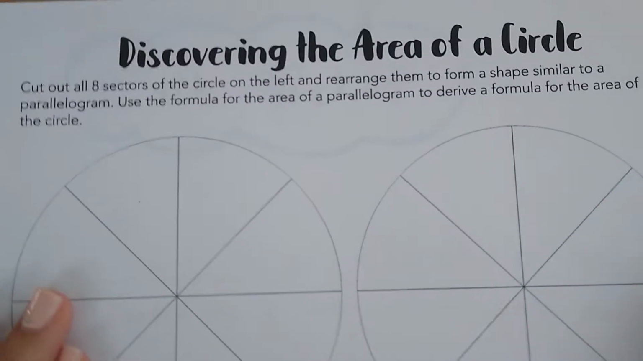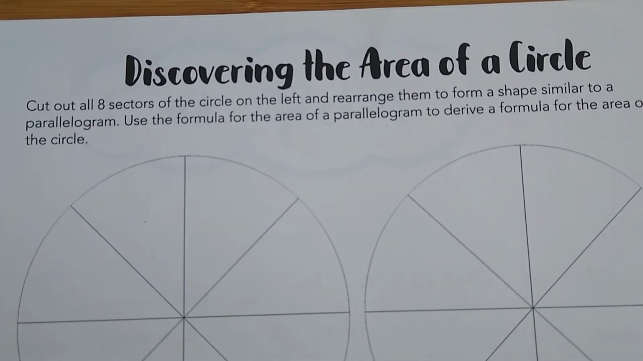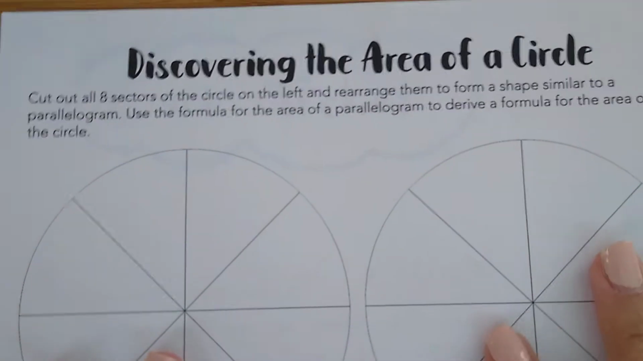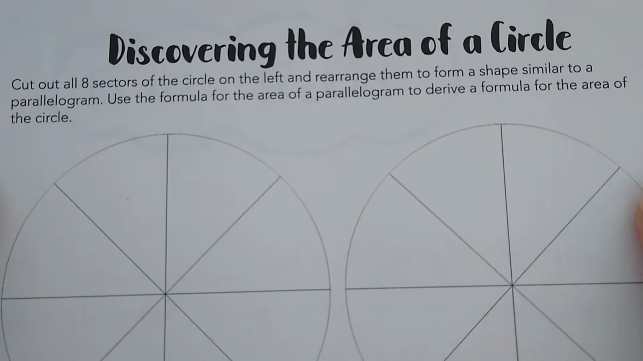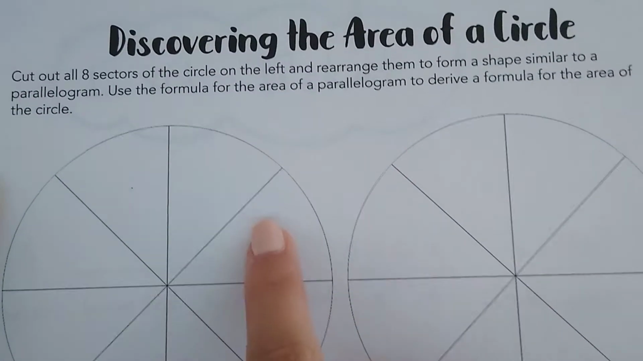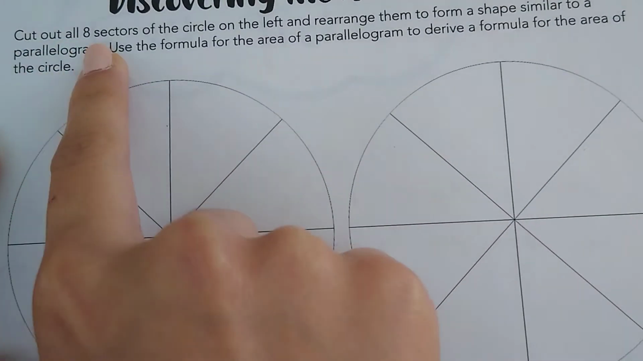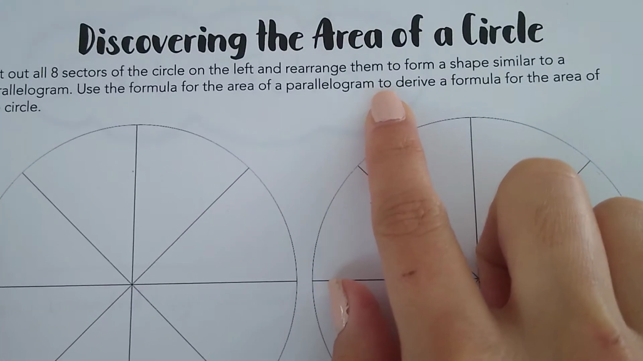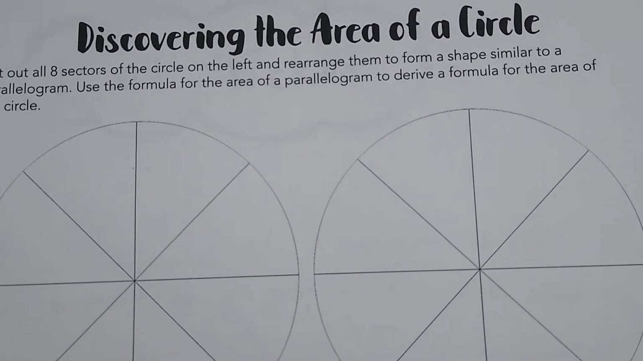So today we're going to be discovering the area of a circle for section 11.2. Before we get into using the area and specifically finding the areas of sectors, I wanted to do an exploration. This is a sheet that has 8 pieces. You would cut all 8 pieces of the circle on the left hand side or the right hand side, and you would rearrange them to form a shape similar to a parallelogram. You would use the formula of the area of a parallelogram to derive the formula for the circle.